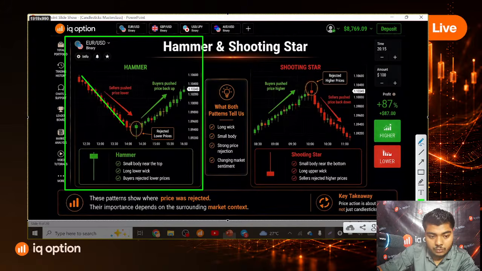And also we know that this is a hammer, and a hammer also represents strong bullish power. Okay, so this tells us that lower prices were rejected, showing that buyers became more active. Now look at the right chart, guys.